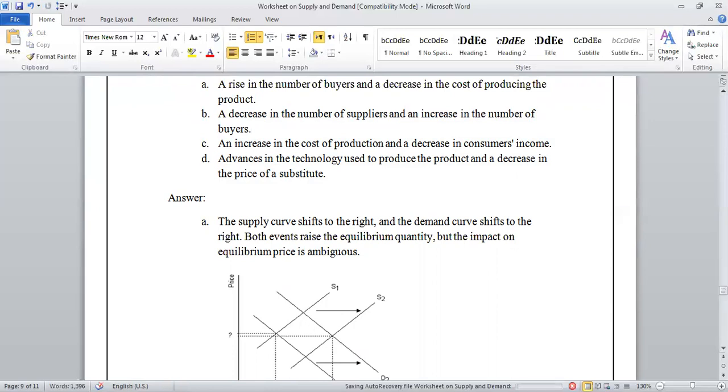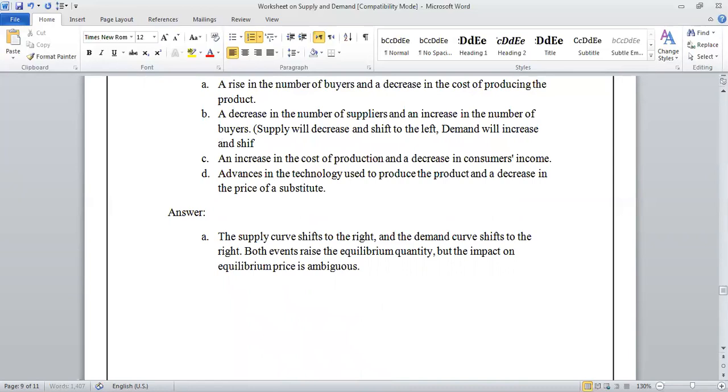Again, what's the first step? You will graph demand, you will graph supply, show equilibrium, and then find the shifts. Decrease in the number of suppliers. This means that your supply will decrease and shift to the left, and an increase in the number of buyers. At the same time, demand will increase and shift to the right. Okay, so this is your answer.